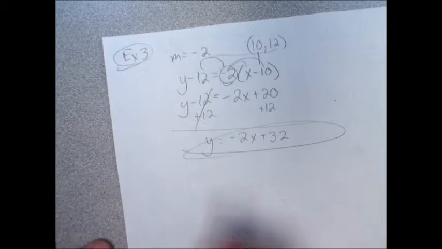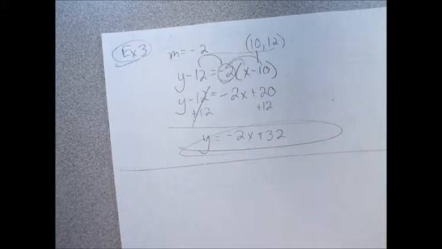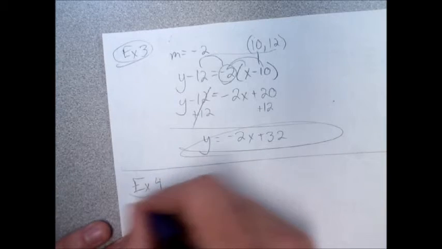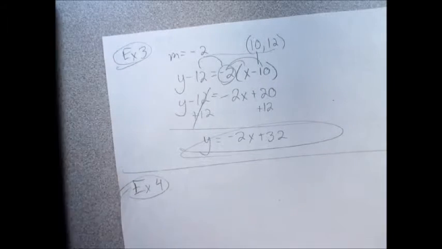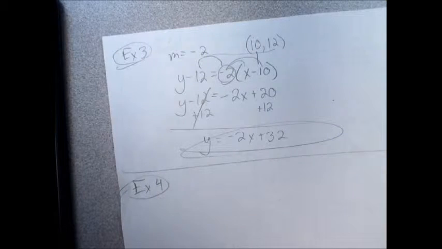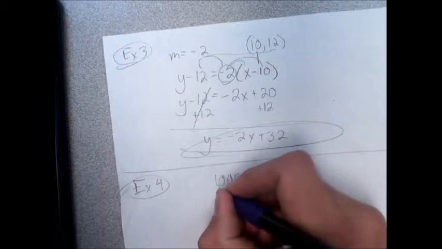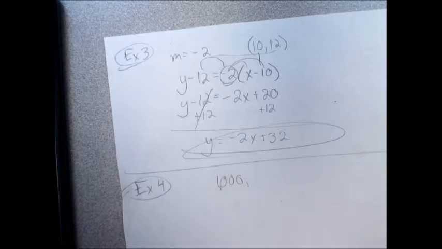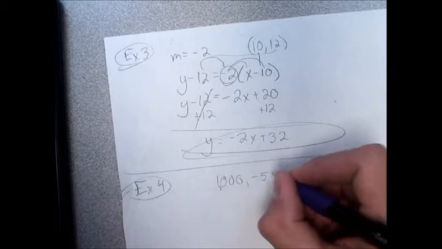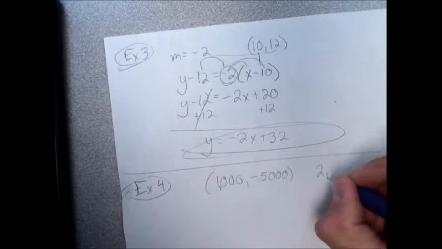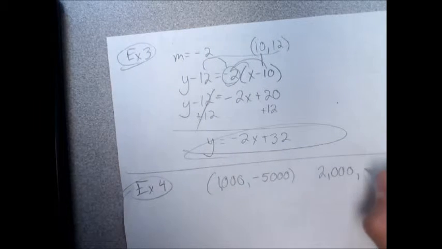Okay, example 4, and it is the final example. Oh, no, we'll do number 5. We will. Sorry. Example 4. It gives us a few things. It says writing the equation of a line given 2 points. So inside of there, it gives us units sold as 1,000. So there's 1,000, comma, and then it says amount before you break even was negative 5,000. So that's 1 point. Okay. My second point is 2,000, comma, negative 2,500.